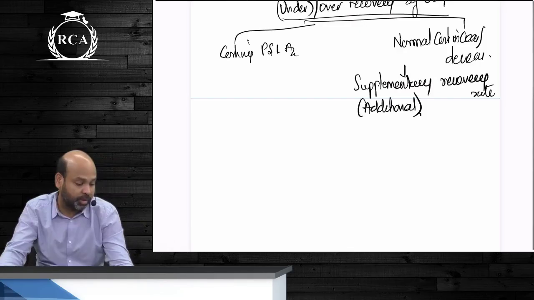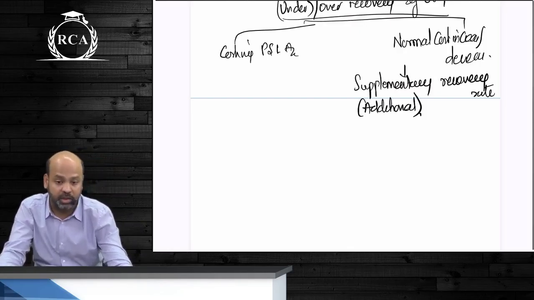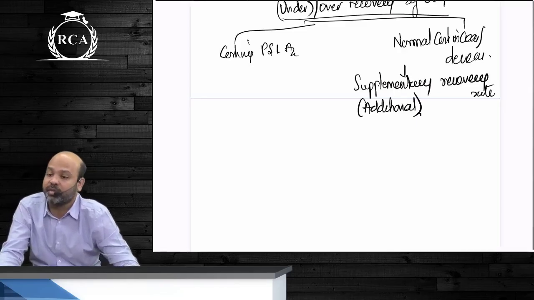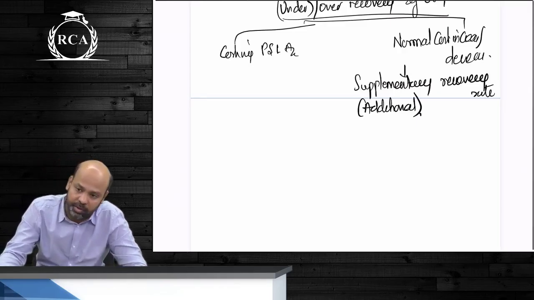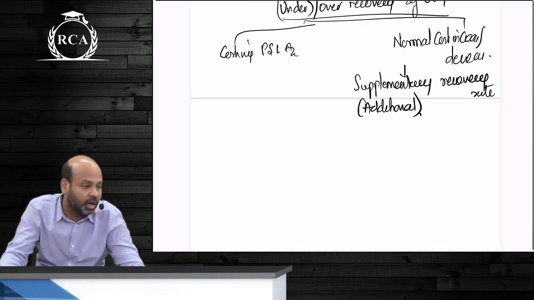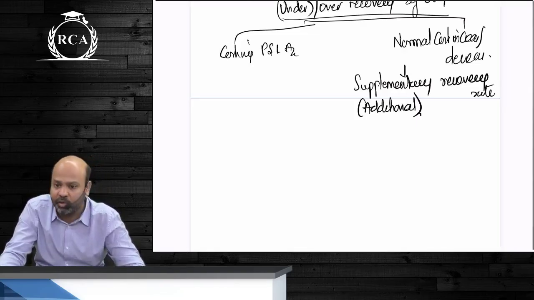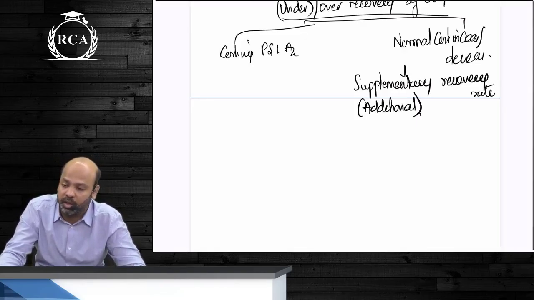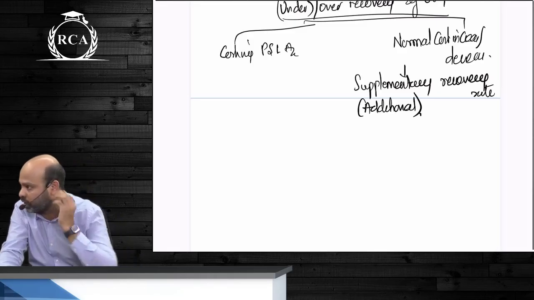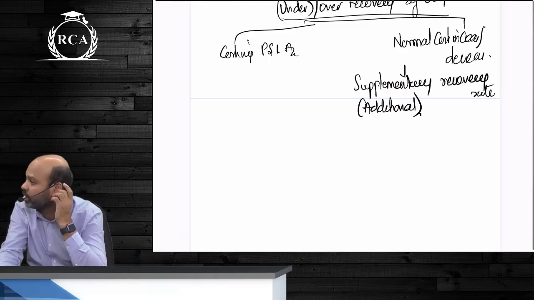Original contribution by all the 10 friends was 500 rupees per person, guys. The expenditure turns out to be 6,000. There is an under recovery of 1,000 rupees. What will be the additional recovery rate? 100 rupees. All of those 10 friends will now have to contribute an extra 100 rupees. That's your supplementary recovery rate. That is just the additional recovery rate.